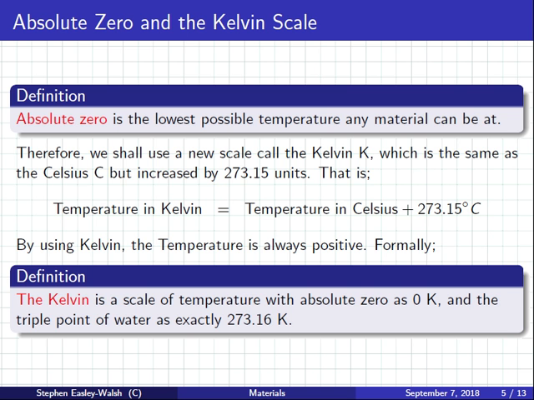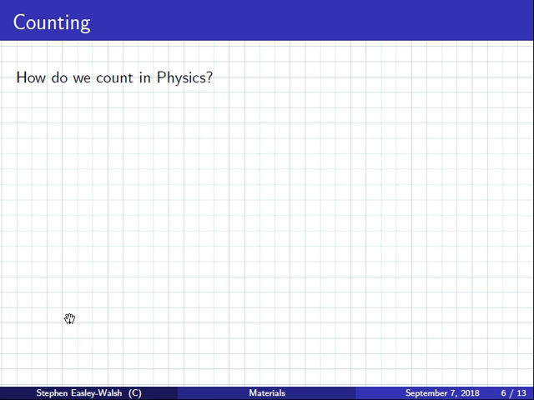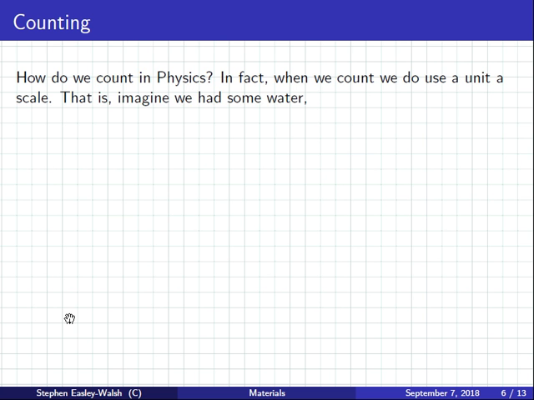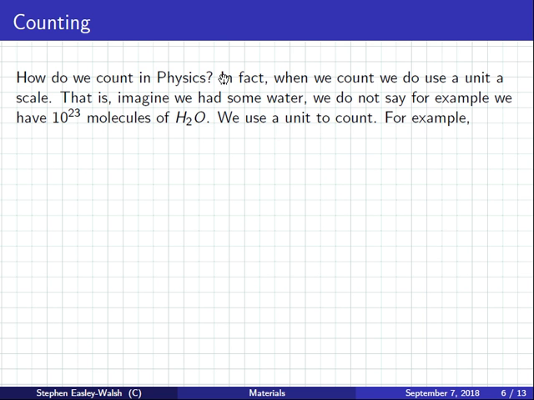Okay. So, how do we count in physics? When we count, we do use a unit. That is, imagine we had some hot water. We do not say we have 10 to the 23 molecules of H2O. We use a unit to count. I'll give you an example. Bakers, you know, people who make cakes, they count in 13s. So they would group things together in groups of 13. Farmers group together in groups of 12.